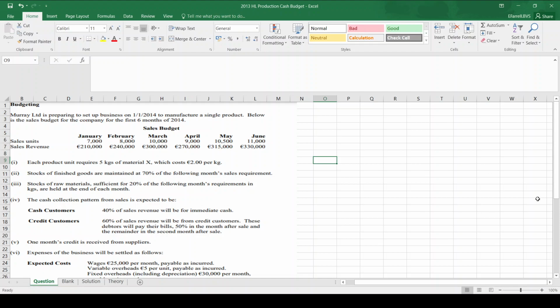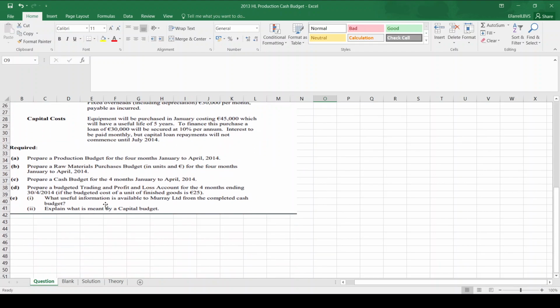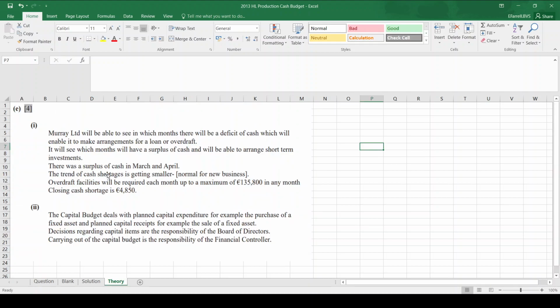The last thing then is just a small bit of theory. What useful information is available to Murray Limited from the completed cash budget, and what is meant by a capital budget? So from the cash budget, they will be able to see which months there is a deficit of cash, which will enable them to make arrangements for loan or overdraft, as we've seen in January in the question. They will see which months will have a surplus of cash and will be able to arrange short-term investments. Maybe if they have extra cash, they might invest somewhere else. We can see here there's a surplus of cash in March and April.